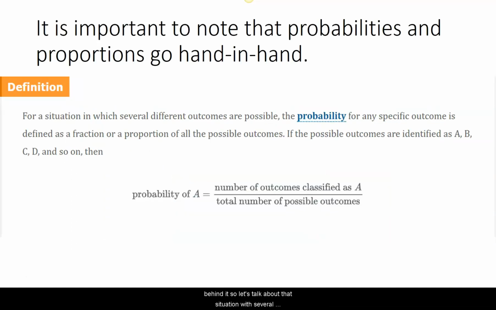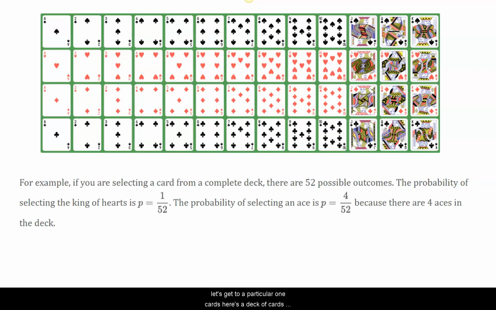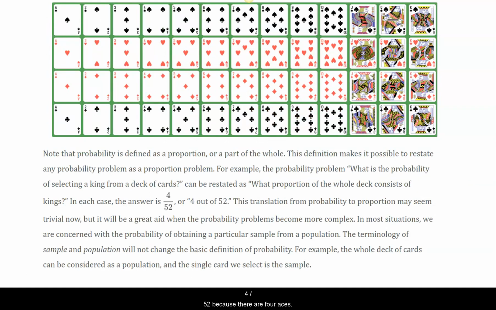For a situation in which several different outcomes are possible, the probability for any specific outcome is defined as a fraction, of course. So let's get to a particular one. Cards. Here's a deck of 52 cards. For example, if you're selecting a card from a whole deck, there are 52 possible cards. The probability of selecting the King of Hearts is just 1 over 52, or an ace is 4 over 52 because there are 4 aces.